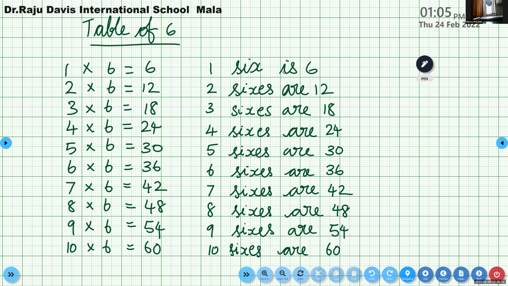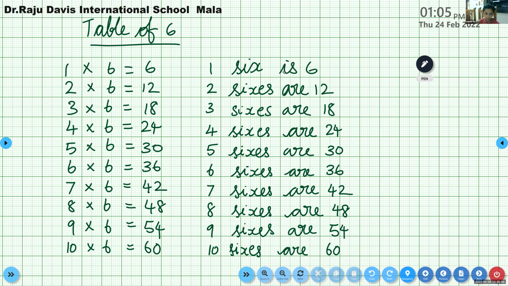1 into 6 is equal to 6. 2 into 6 is equal to 12. 3 into 6 is equal to 18. 4 into 6 is equal to 24. 5 into 6 is equal to 30. 6 into 6 is equal to 36. 7 into 6 is equal to 42. 8 into 6 is equal to 48. 9 into 6 is equal to 54. 10 into 6 is equal to 60. Karthik, please read the table.